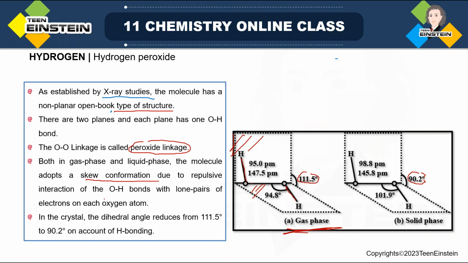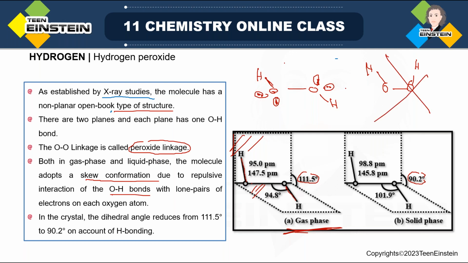because of repulsive interaction of the OH bonds with the lone pair of electrons that is present on each oxygen. So see, if I draw it here, each oxygen is basically carrying lone pairs. Now this bond pair and lone pair, there is some repulsion. Now suppose both the hydrogens are on the same side, that is in the same plane, then this repulsion will be high. So that is why this structure is not the correct structure. This is the correct structure.